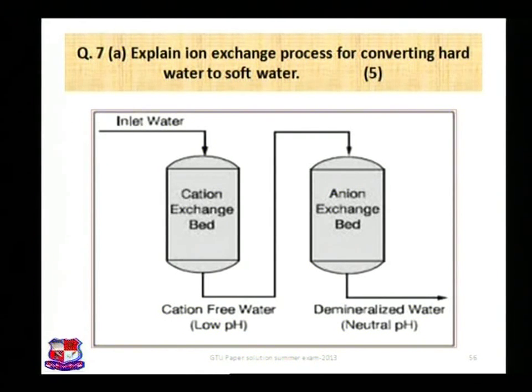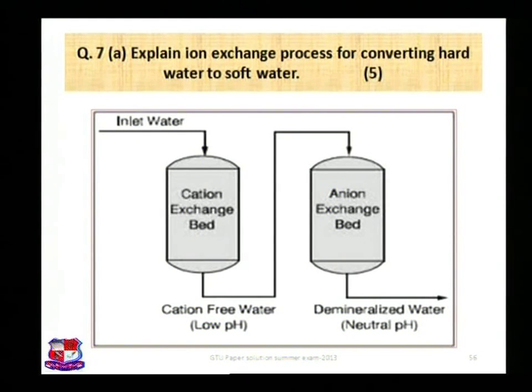The diagram shows 2 towers. One is the cation exchange bed and another is the anion exchange bed. These are the 2 exchangers, cation exchanger and anion exchanger. You pass your hard water through the first tower. Then your water becomes acidic, with low pH. Whenever you treat it in the cation exchanger bed, the water becomes acidic, so we make it neutral by passing it through the anion exchange tower. This diagram is the description of the entire process.